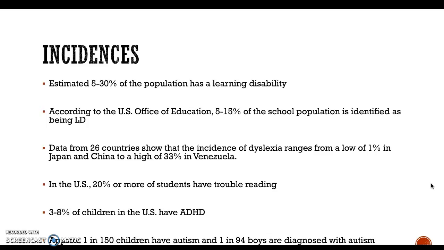3 to 8% of children in the U.S. have been diagnosed with ADHD, and approximately 1 in 150 children have autism, and 1 in 94 boys are diagnosed with autism.